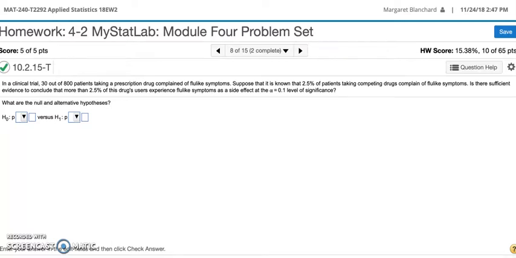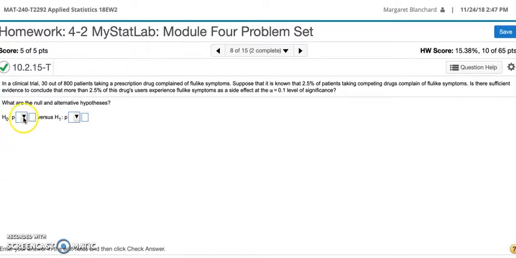Module 4, problem number 8. In a clinical trial, 30 out of 800 patients taking a prescription drug complained of flu-like symptoms. Suppose that it is known that 2.5% of patients taking competing drugs complain of flu-like symptoms. Is there sufficient evidence to conclude that more than 2.5% of this drug's users experience flu-like symptoms as a side effect at the alpha equals 0.1 level of significance? What are the null and alternative hypotheses?